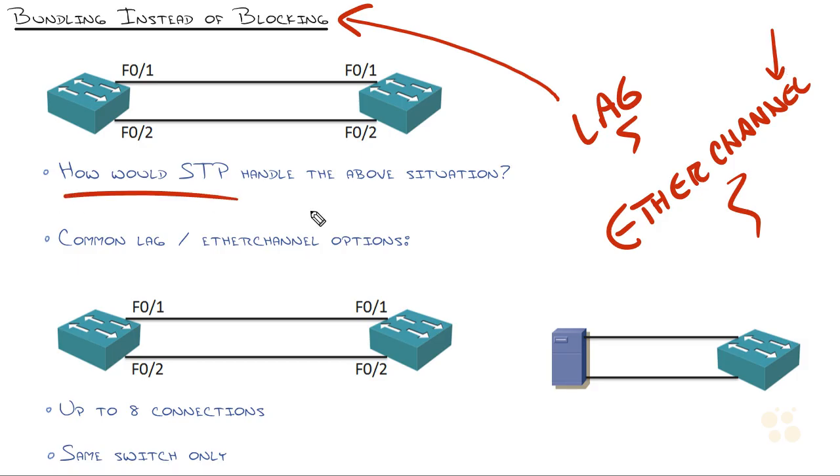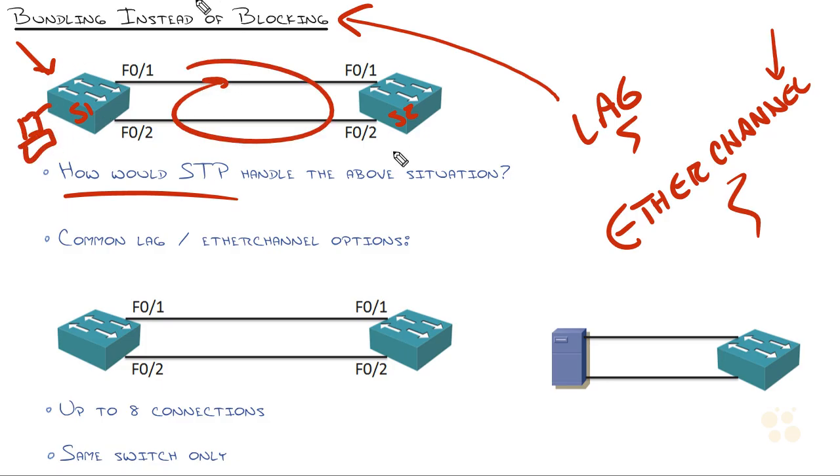So let me ask you the question, how would Spanning Tree Protocol handle the above situation? We've got two switches, we'll just call them switch 1 and switch 2, connected together with redundant cable on FastEthernet 0/1 and FastEthernet 0/2. Those are the port labels. Well, Spanning Tree is going to identify a loop in this network because if you have a computer that sends a broadcast, it's going to cycle around the network, destroying the whole thing. So Spanning Tree Protocol will block one of those connections. Let's just say it's this one right there.